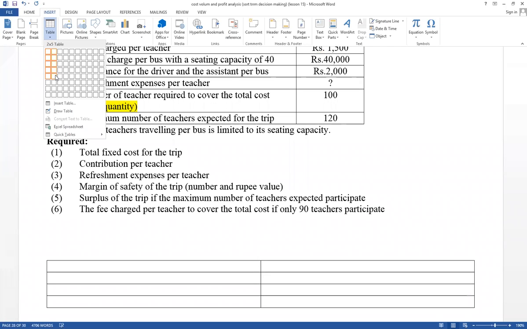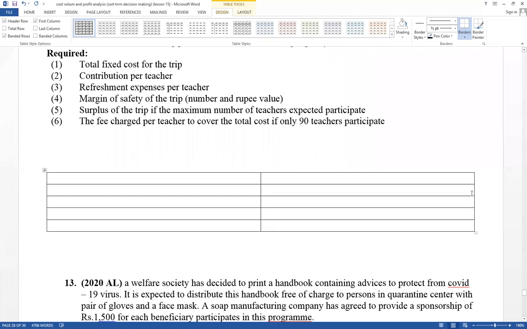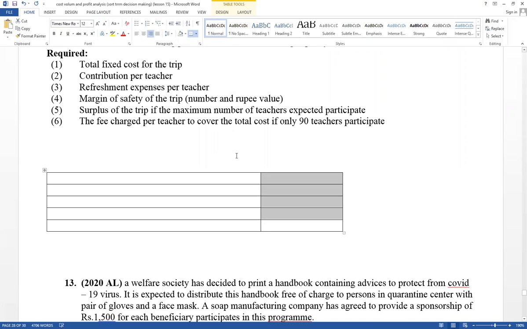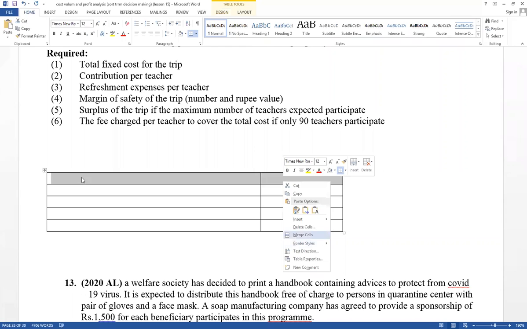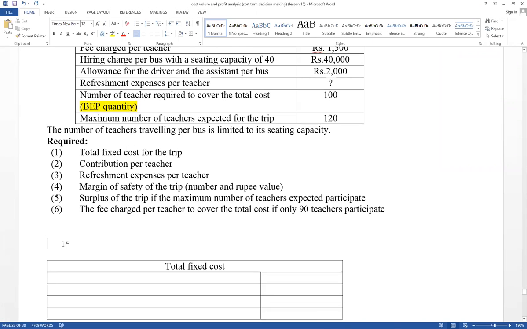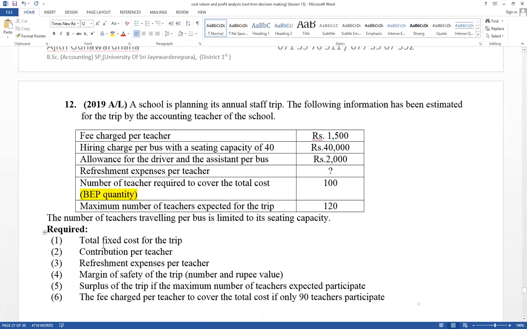Think about hiring charges per bus, as well as allowances for drivers and assistants. First, try to recognize the number of buses required. Therefore, from the beginning, total fixed cost. This is the answer for the first one, the total fixed cost of the trip.